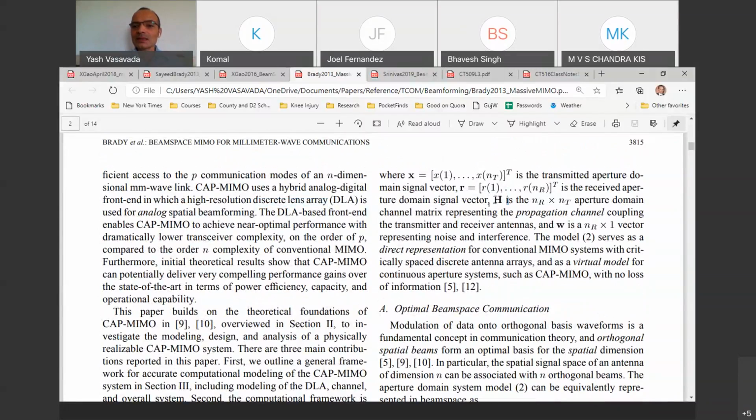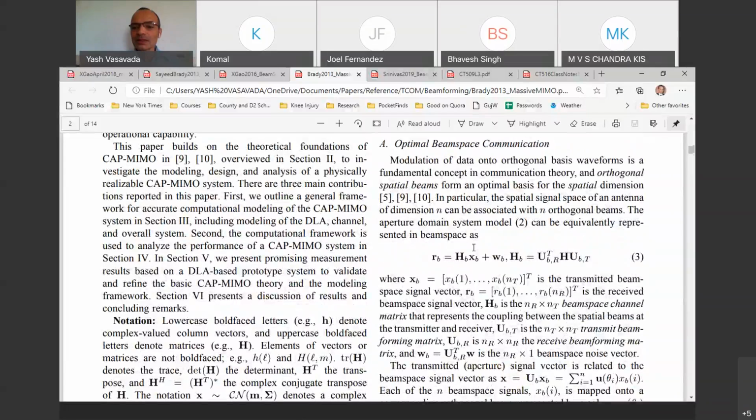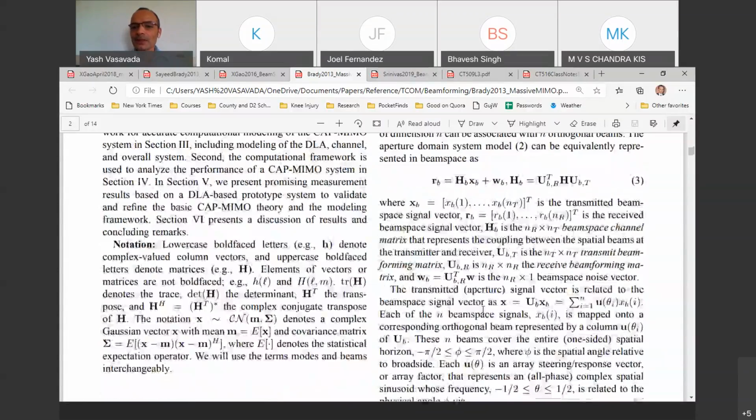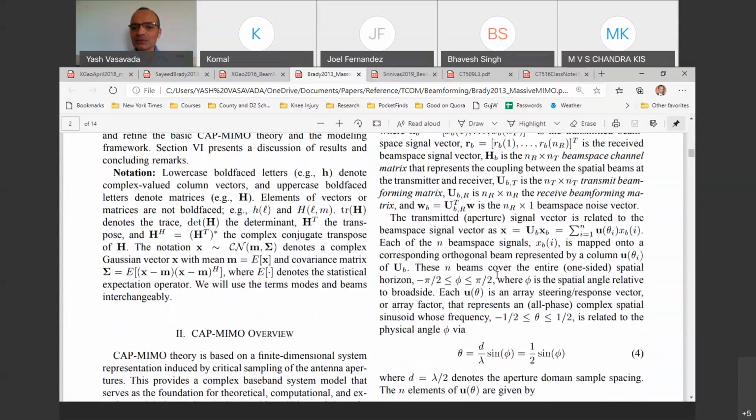So this H is the channel matrix. What they're saying is that what if I actually do H times U, where U is some type of beam forming matrix. And what is U?